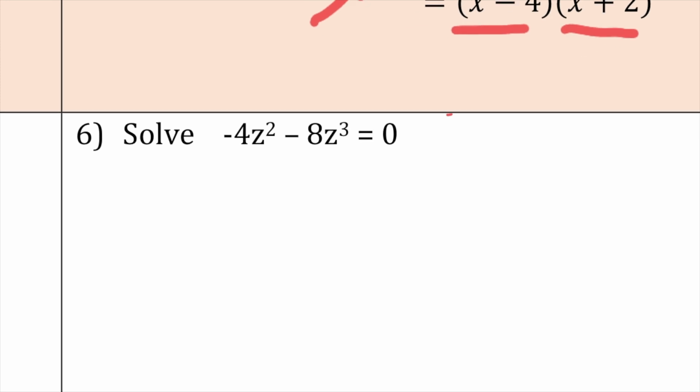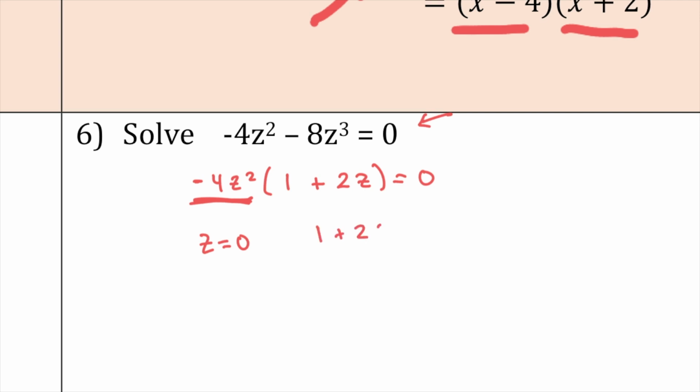When I look at number 6, do you see how it was set equal to 0? Now I'm ready to factor. Take out my negative 4z squared. There's a GCF. What do we have remaining? We have 1 plus 2z. Notice I didn't make that mistake with my negative this time. So z is equal to 0, because that's where negative 4z squared equals 0. And 1 plus 2z equals 0, which tells me z is negative 1/2.